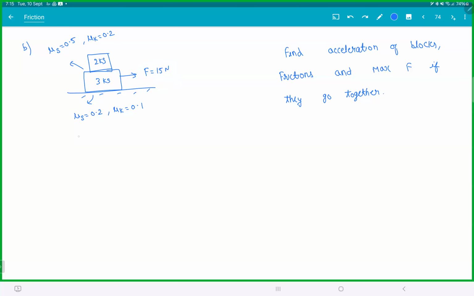And just to give an example, listen. Suppose the ground mu s is 0.5, you know what the answer is? That would be the best question. The maximum friction on the ground will be 25. You're applying 15. The system won't move at all. Everything is at rest. So you need to check whether you can overcome the friction on the ground first. If you can't break the friction on the ground, you won't move in the first place.